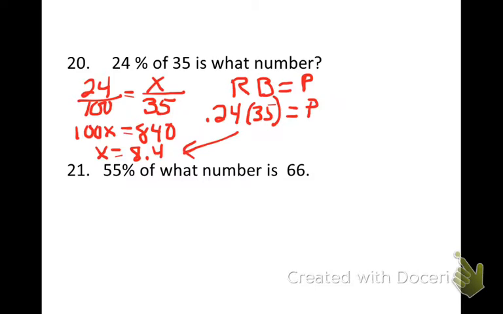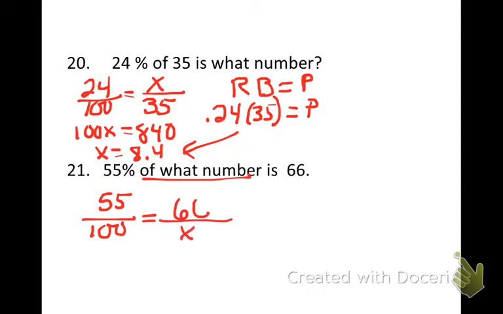And the third type, 55%, so I'm going to put 55 over 100. What follows the word of here? Well, what number? We don't know. So x, and then 66 would have to go on the top. 55x equals 66 times 100, and hopefully you wouldn't use your calculator for that, because you just move your decimal over 2, which in this case adds 2 zeros. Divide by 55, and you're going to get x equals 120.